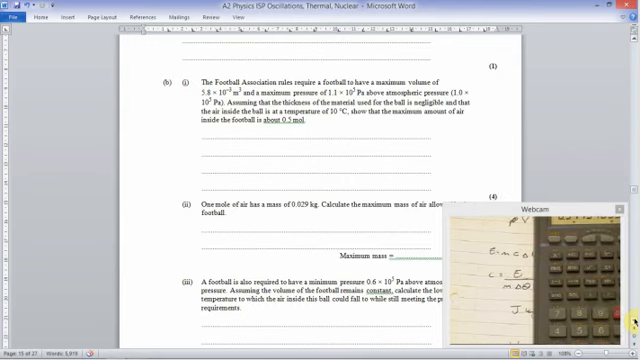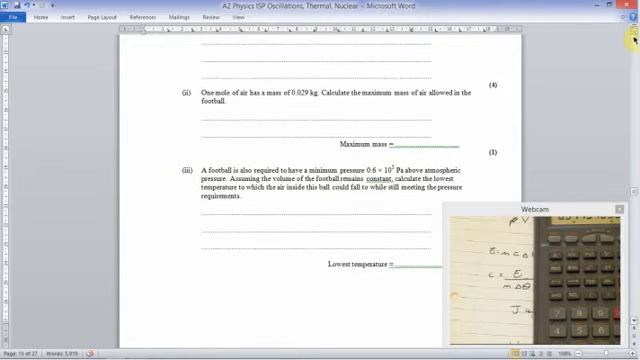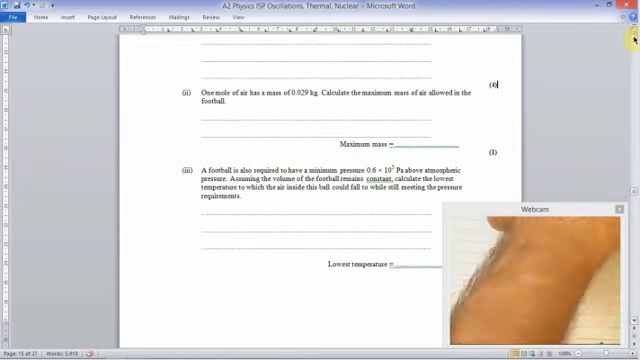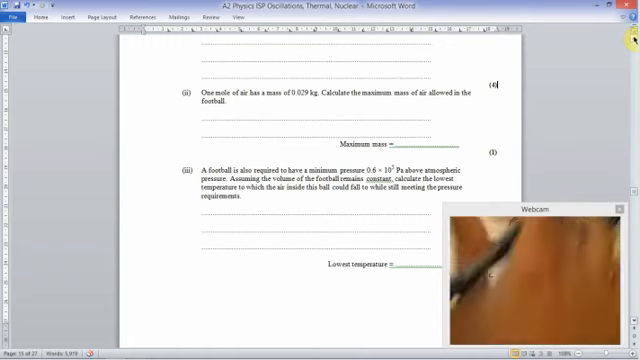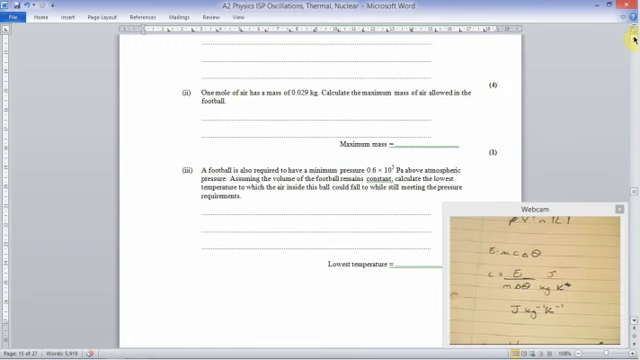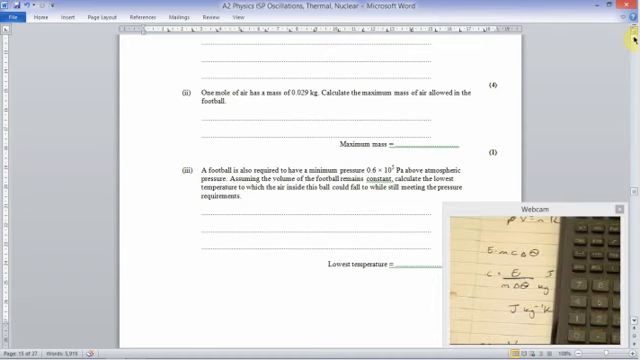Brilliant. 1 mole of air has a mass of 0.029 kilograms. Calculate the maximum mass of air allowed inside the ball. Well, you just need to multiply 0.029 by 0.52, and that's going to give you the maximum mass of air. So it's about 0.015 kilograms.